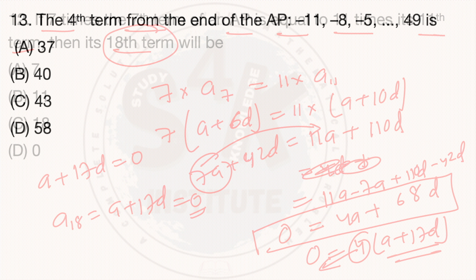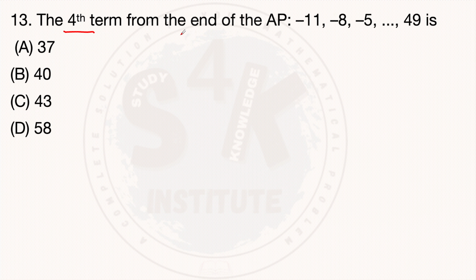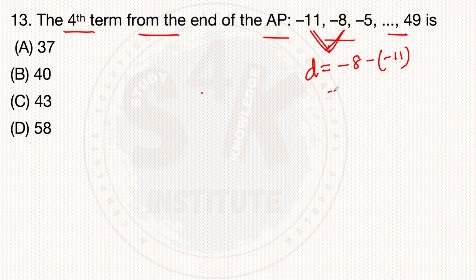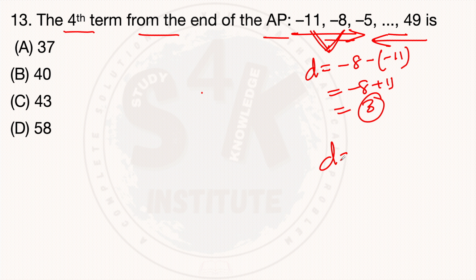Now let's move to the next question. The 4th term from the end of this AP is? If you know things, it will be good for you. If you do not know, we can still write this. So let's write the difference. Negative 8, minus of negative 11, that will give you minus 8 plus 11. So this will be 3. If you are going forward, it will be a positive 3 difference. If you are going backward, it will be a negative 3 difference. That is the only thing that you should know. So the backward difference will be minus 3.